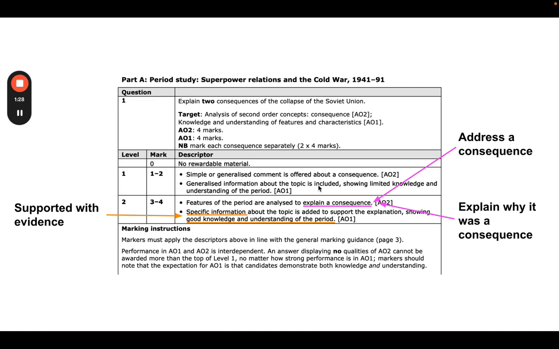So when you break this down, you need to do number 1, point, address the consequence, number 2, support with evidence, and number 3, explain why it was a consequence. So overall, a very basic structure that I'm sure everyone's familiar with: point, evidence, explain.